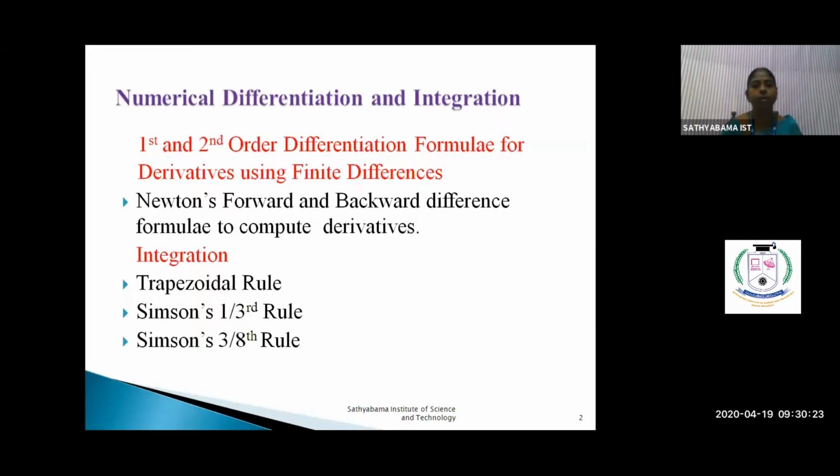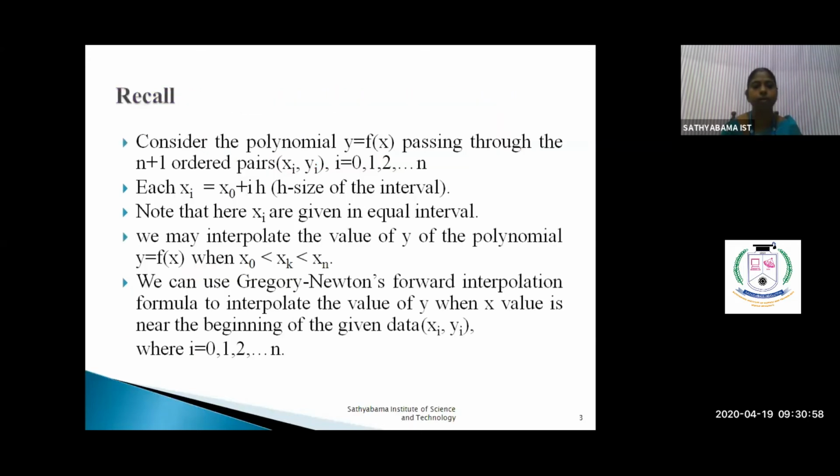In this topic, we are going to see the first order and second order differentiation formula for derivatives using finite differences, and Newton's forward and backward differences formula to compute the derivatives. That we are going to see today. And tomorrow's session is on integration. In that we are going to see the rules: trapezoidal, Simpson's 1/3 and Simpson's 3/8 rule.